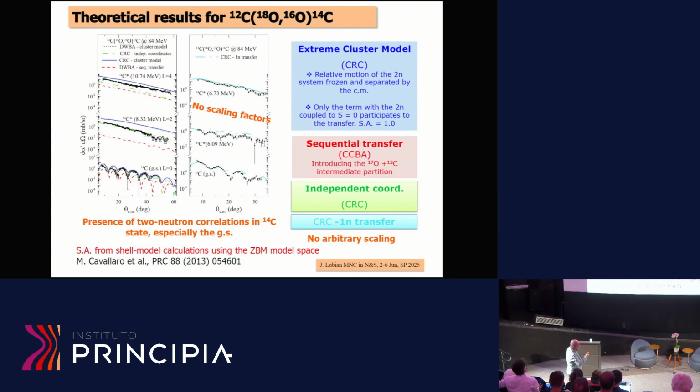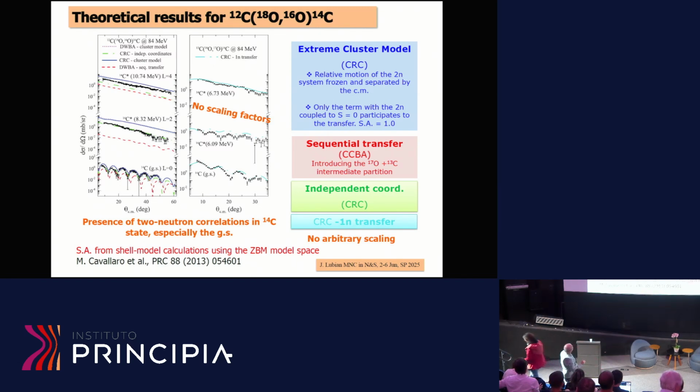So here are the results for oxygen 18 plus carbon 12, giving carbon 14. You see that we could describe the experimental data very well, especially when we consider the direct transfer of the two neutrons. The sequential transfer is represented, and I use the same color of the model here in the figure. The sequential one is lower than the direct transfer, so we see the clear signature of the correlation of the two neutrons.